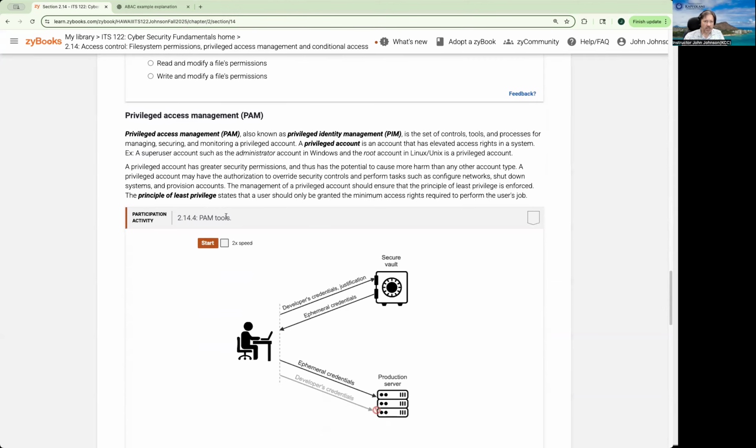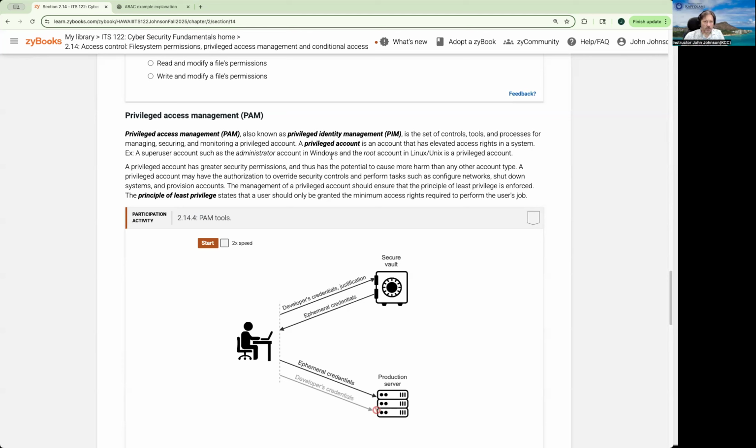Then we've got privileged access management. We talked about privileged accounts earlier. We talked about how we've got the root access and how root access is very important because root access gives you a lot of control that you really don't want to be using in a daily, day-to-day situation. So we want to limit our ability to work at this accelerated privilege level.